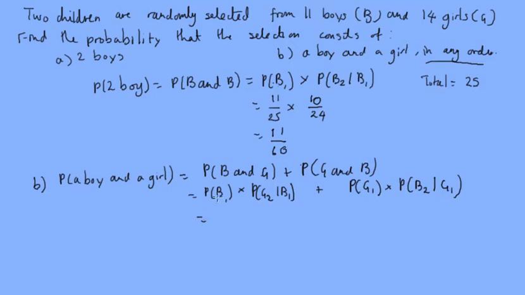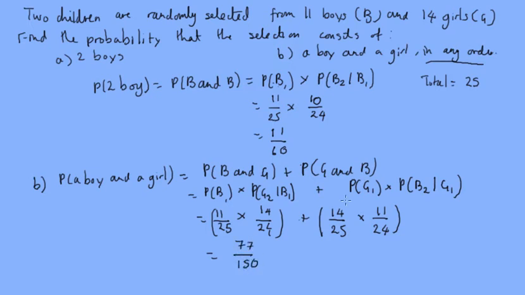So, the probability that the first is a boy, we've got the 11 boys over 25 children. That's going to be multiplied by the second one being a girl, so there's 14 girls, and now there's only 24 children because we've picked one already. The probability the first is a girl, so that is 14 girls over 25 children, multiplied by there's 11 boys and now there's 24 children. Working all that out, we get 77 over 150.